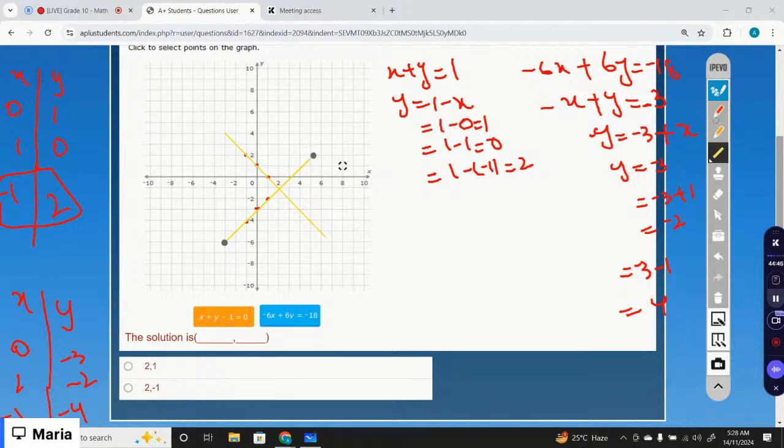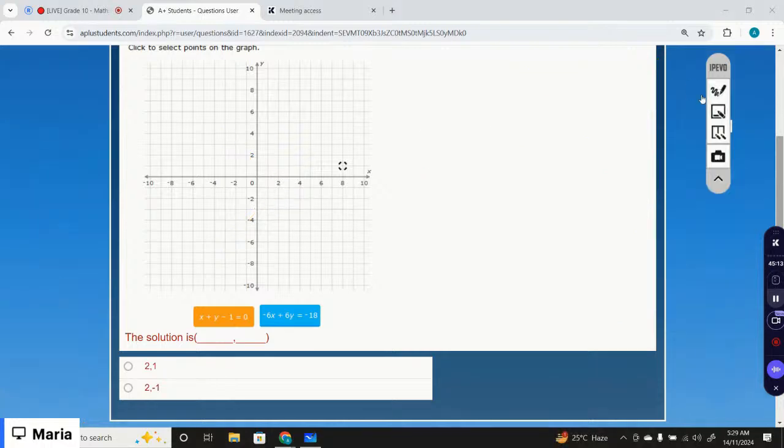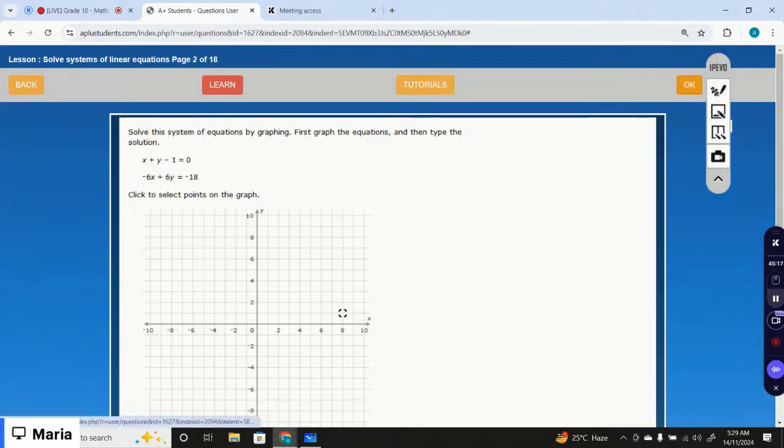Here is the point of intersection. That is x is 2 and y is negative 1. The second option is the correct option. 2 and negative 1 is the solution, right? The correct option is 2 and negative 1. Option number 2 is the correct option.